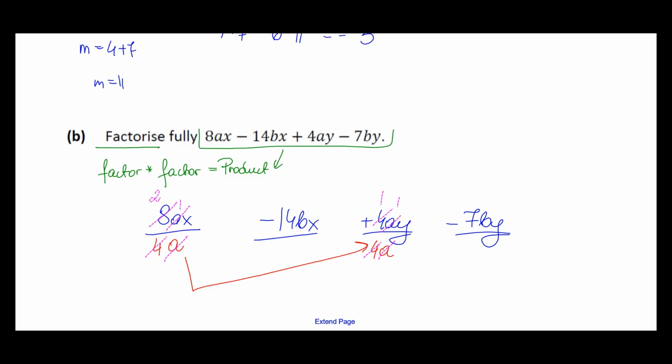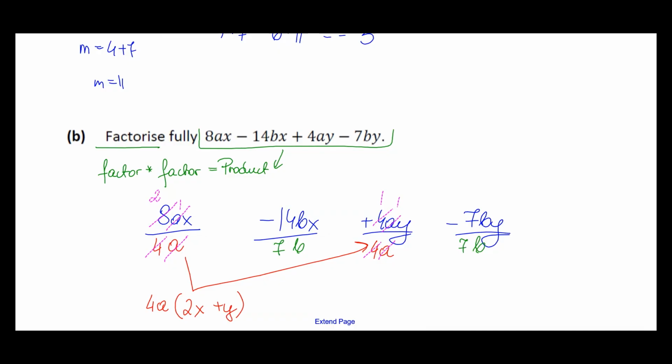Okay, let's write it out. So 4a, and when I divide those two values, I am left with 2x plus y. So that's my first division. Then I'm looking at the next one. Again, starting with letters, this can be divided by b, and this one can be divided by b. Then 14 and 7. Both of them divide by 7, isn't it?